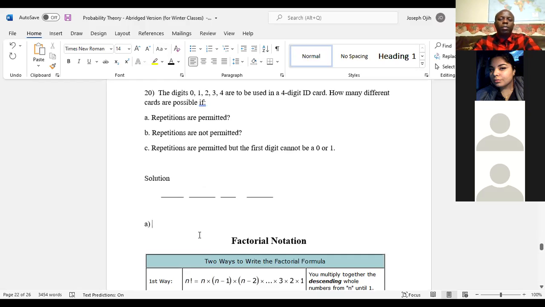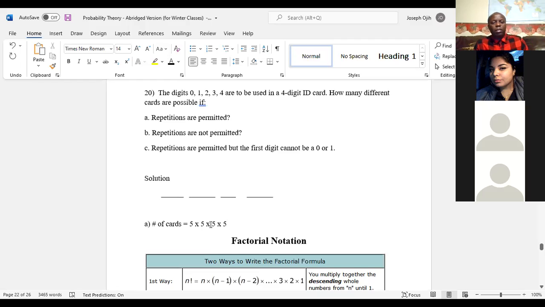So the number of cards for part A may be 5 times 5 times 5 times 5. Why 5? Because there are 5 digits to choose from, but there are 4 slots. So you stop on the 4th one.